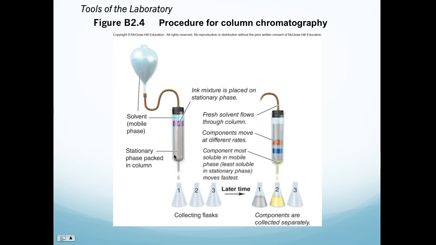Compounds that are more nonpolar, or more grease-like, will interact a lot less with the silica and more with the solvent, so they pass through a lot faster. So nonpolar compounds will come out of the column first, and then more polar compounds that stick to the silica will come out last, and you can collect different fractions. Here we have it shown being collected in flasks, but you could also do this in test tubes, and then you can see separation.